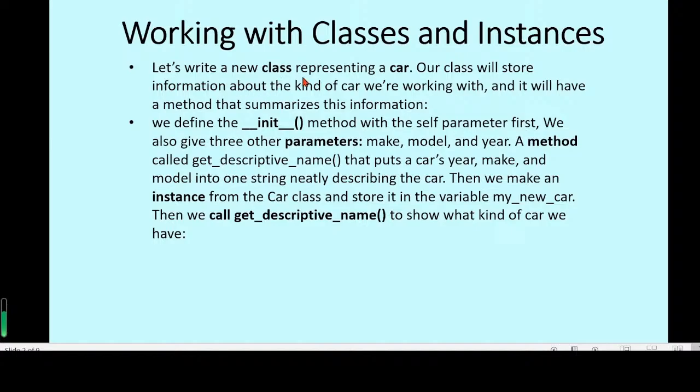So let's write a new class representing a car. Our class will store information about the kind of car we are working with, and it will have a method that summarizes this information. So we define the initial method with the self parameter first. We also give 3 other parameters: make, model, and year. Then a method called getDescriptiveName that puts a car's year, make, and model into one string neatly describing the car. Then we make an instance from the car class and store it in the variable myNewCar. Then we call getDescriptiveName to show what kind of car we have.